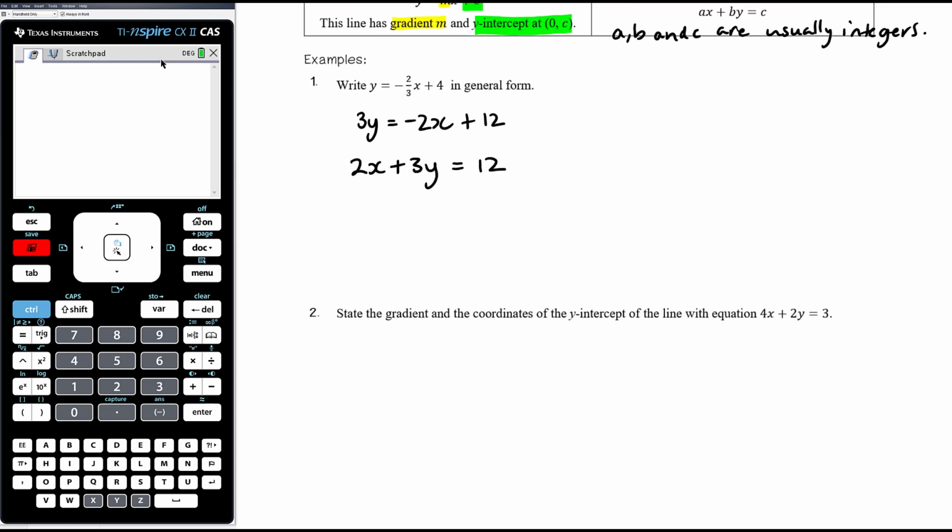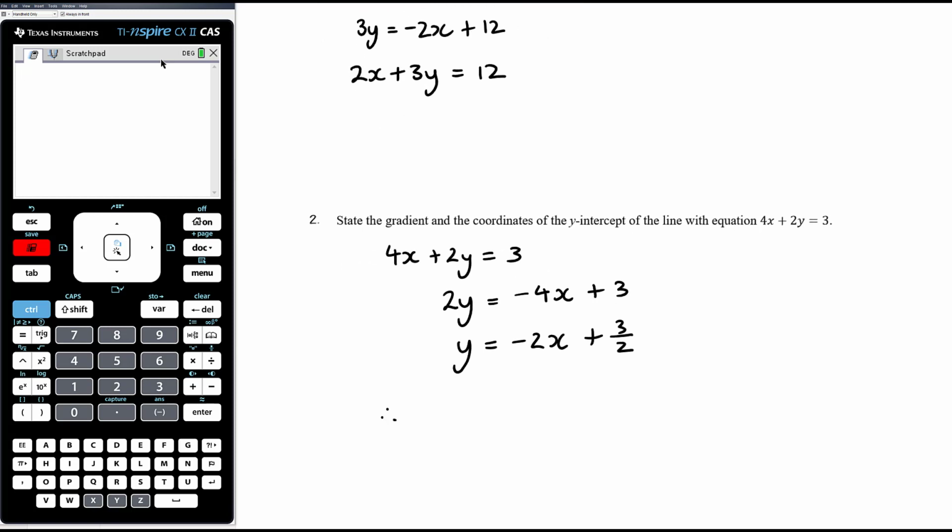Question 2. State the gradient and the coordinates of the y-intercept of the line with equation 4x plus 2y equals 3. So we want to convert this to gradient-intercept form because then we will be able to see what the gradient and the y-intercept are. So the equation is currently 4x plus 2y equals 3. We want to make y the subject, so I'm going to subtract 4x from both sides. Just to see it in that more traditional form, I'm going to write the negative 4x at the start. I'm going to divide both sides by 2, which means dividing everything in the equation by 2. So I'm going to get negative 2x plus 3 on 2.